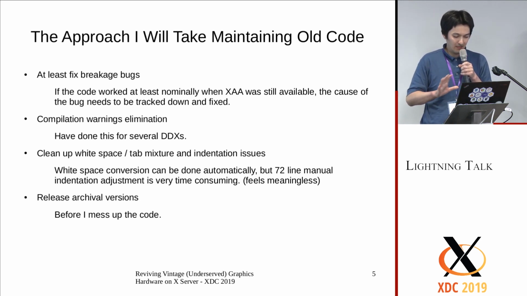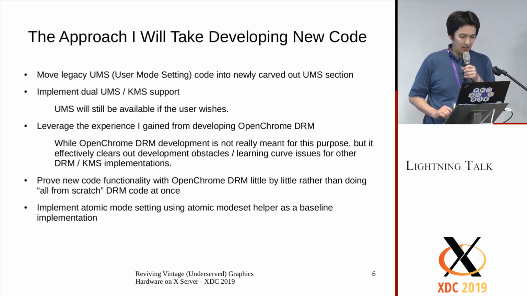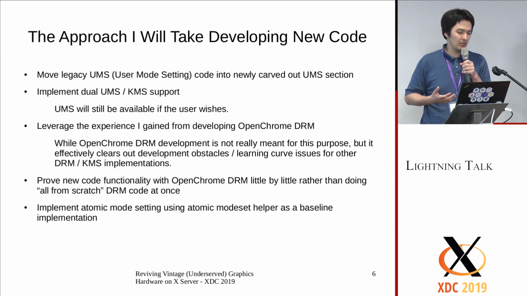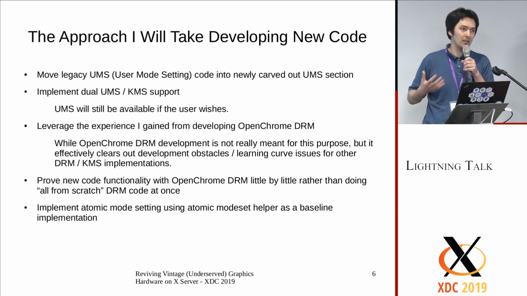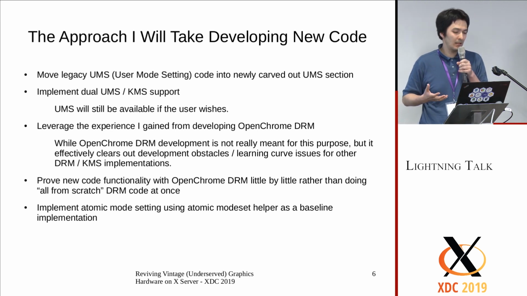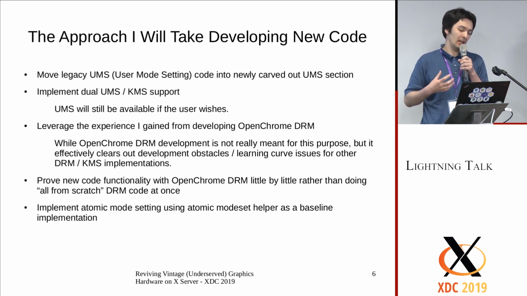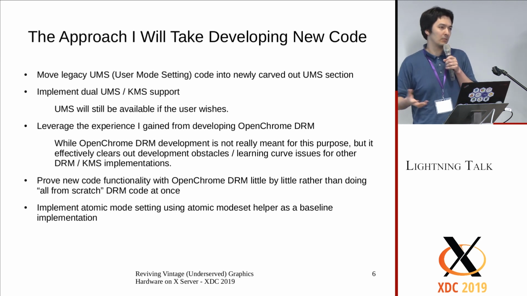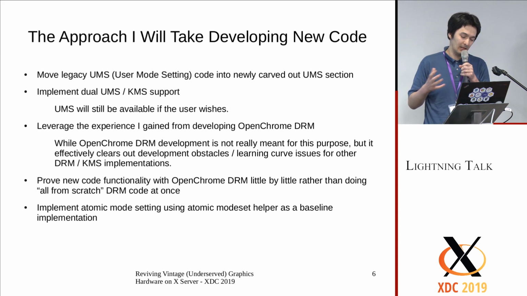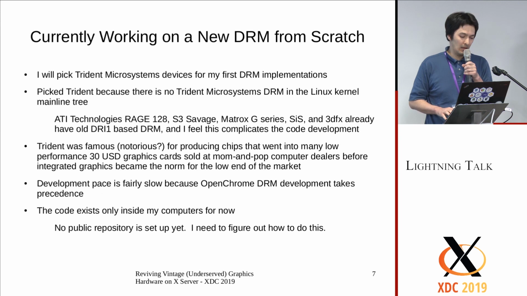And then after you do all that, do an archive and release it, so that if somebody doesn't like my work, they could just use the old one. And this is the approach of what I will do beyond just maintenance. Since I've been working on Open Chrome DRM for a couple of years already, I have some experience with that, and it allows me to put some newly written code into Open Chrome DRM and make sure it works, and then I could feed it back into a new DRM to serve these devices, and then also try to change that DDX and do dual mode UMS, KMS, dual support.